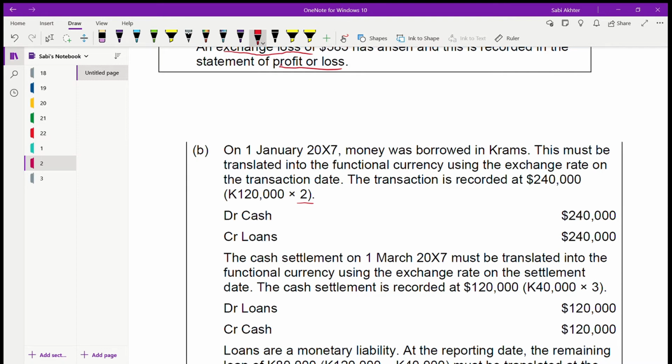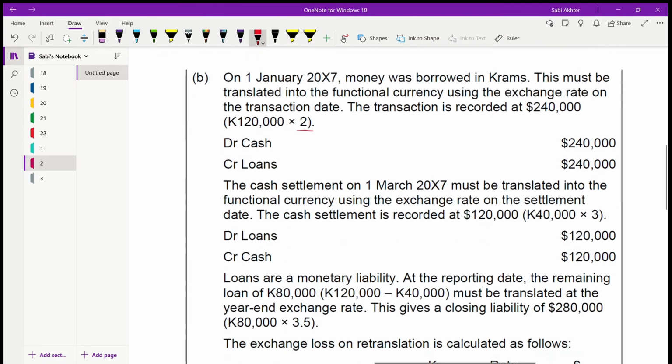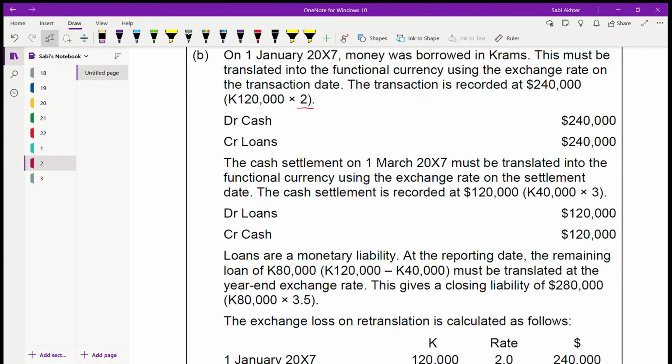Okay, so that means you have taken a loan. Because you have taken a loan, you will receive cash: debit cash, credit loan. It's easy. On the settlement date, remember, most of the students have problems with the settlement date only. That day, what is debited, what is credited. But here it's not full settlement. Only partially they have settled. On the settlement date, that is 3, they will settle. So here, that means your loan amount will reduce by that amount, 120,000.